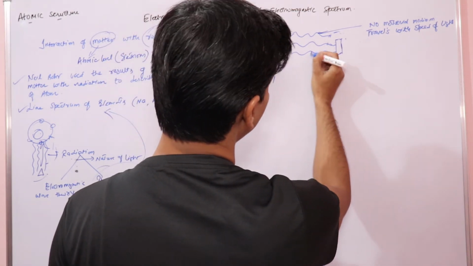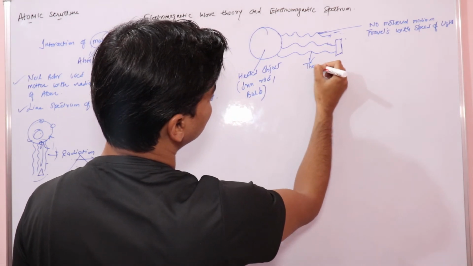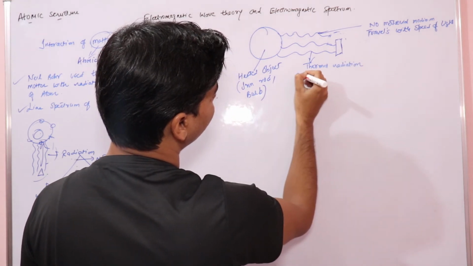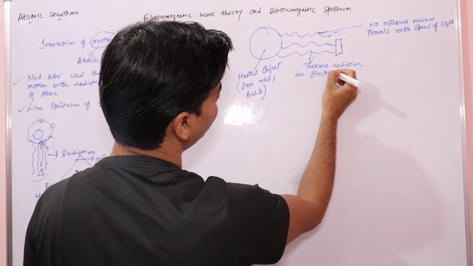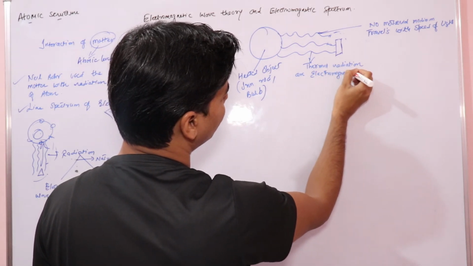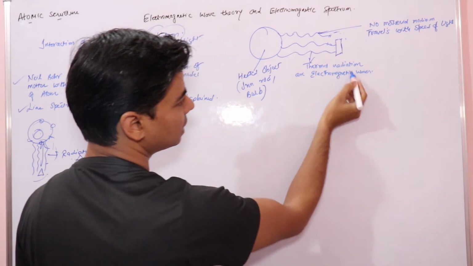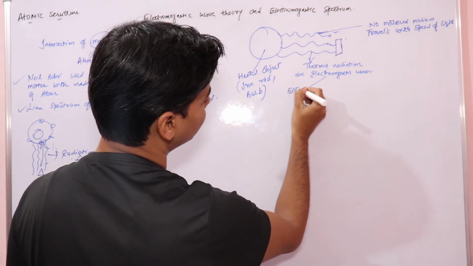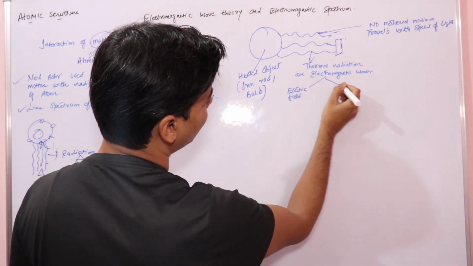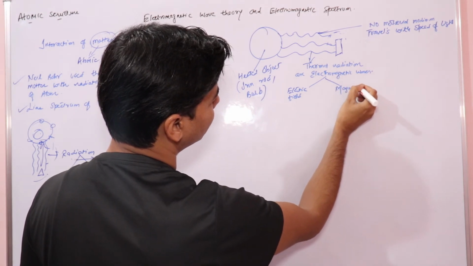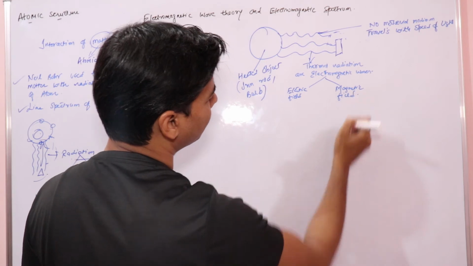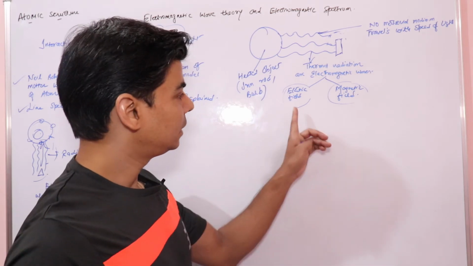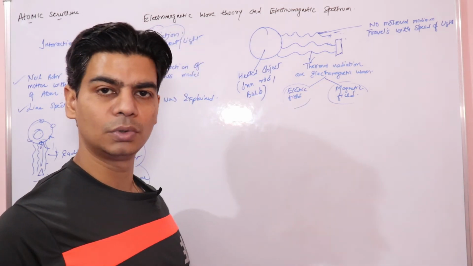So these thermal radiations are, now we know these are electromagnetic waves, and these electromagnetic waves further consist of electric field and magnetic field, right? And this electric field and magnetic field are perpendicular to one another, and these are also perpendicular to the direction of the motion of the wave.